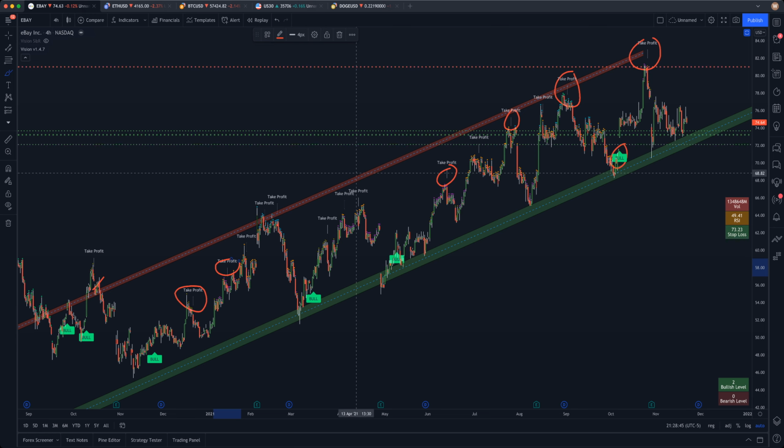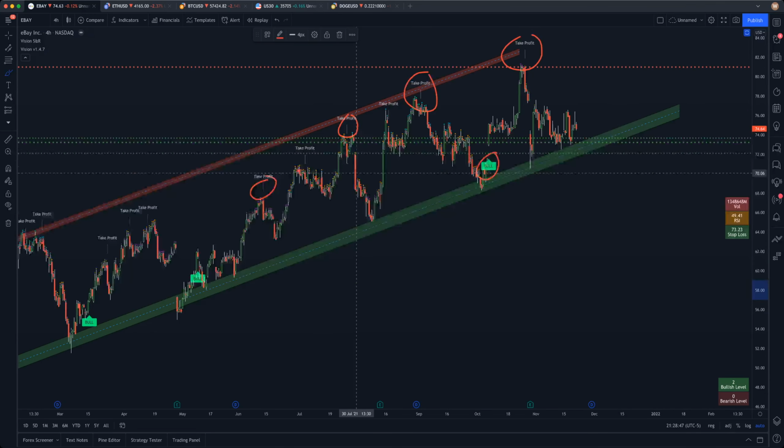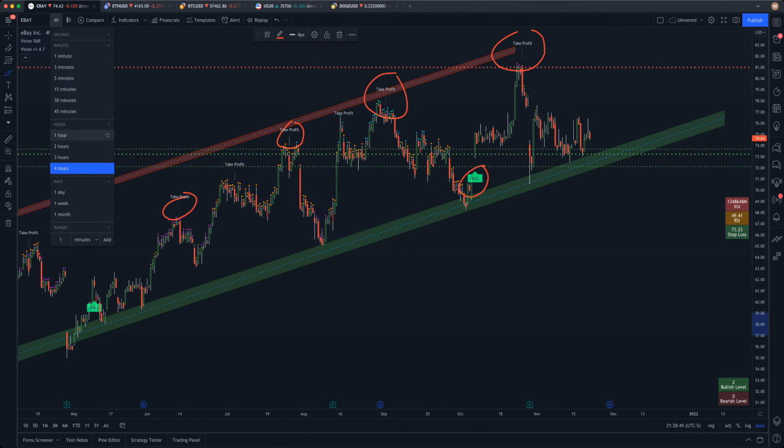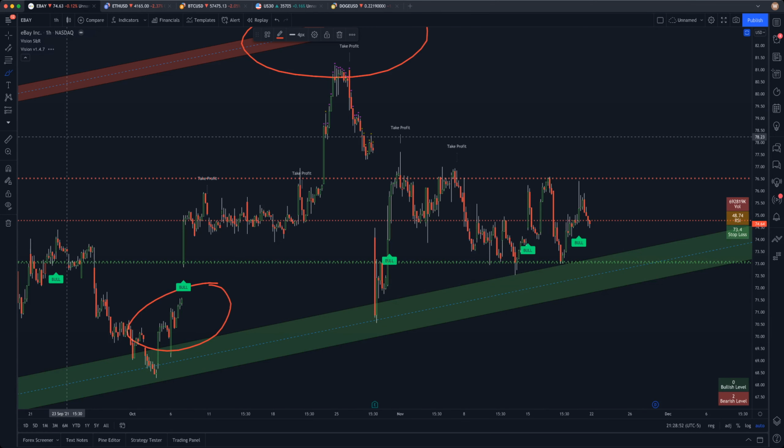I like to turn on, let's see if it'll do it here. It's pretty close. Let me go to the 1 hour so we get a little bit more price action in there. So when you turn on the Vision SNR indicator that we built, I like to use these support and resistance lines that are in here as your take profit levels.